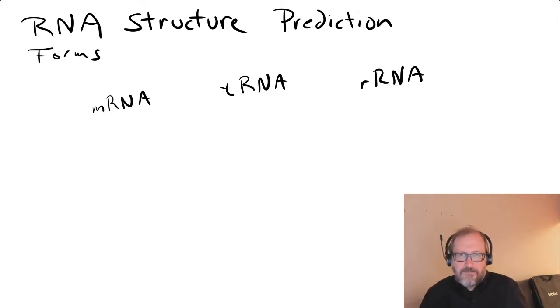Okay, so there are basically three main ways you find RNA. One is mRNA. So as you know from the central dogma, DNA gets transcribed into mRNA, and from there it can be translated into protein. There is tRNA, and as you recall, the tRNA reads one codon of mRNA in the ribosome. And lastly, there's ribosomal RNA, which belongs to the ribosome proper.